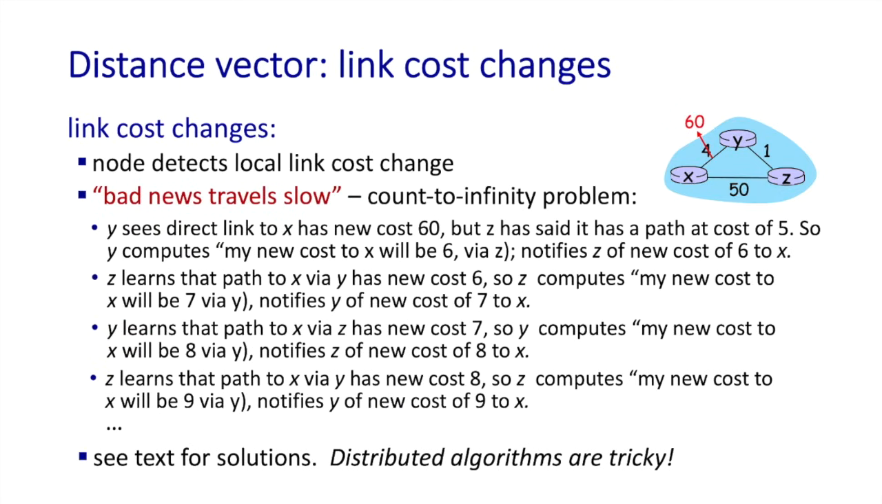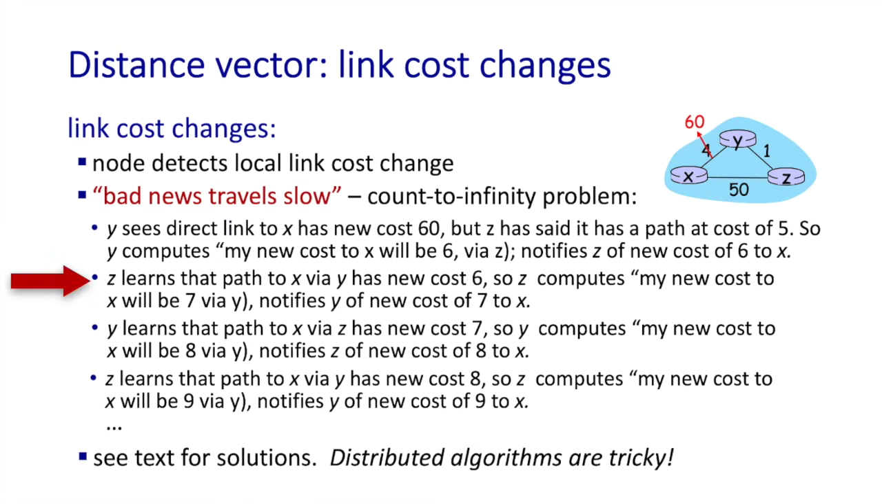In this example here, the cost of the link from X to Y now goes to 60. And you'll want to think about what happens in this example, but basically, this is what happens. When the link cost goes to 60, Y says, uh-oh, I better start routing through Z, since Z has advertised a path to me with a cost of 5 to X, giving me an overall cost of 6. Y informs Z of its, Y's, new cost to X via a distance vector update.